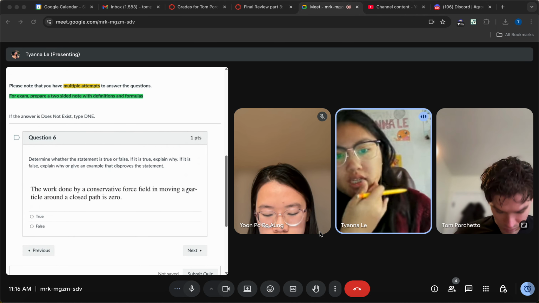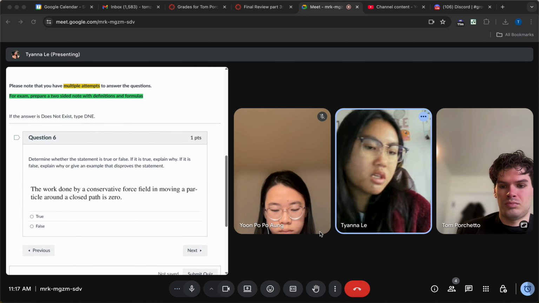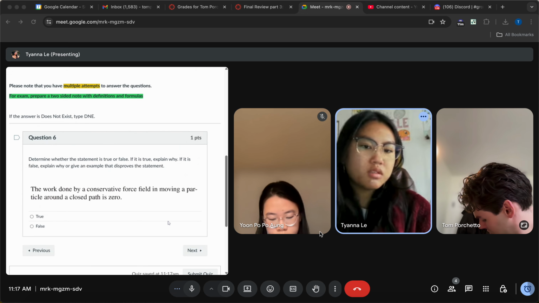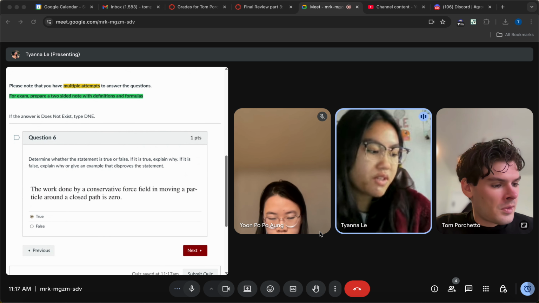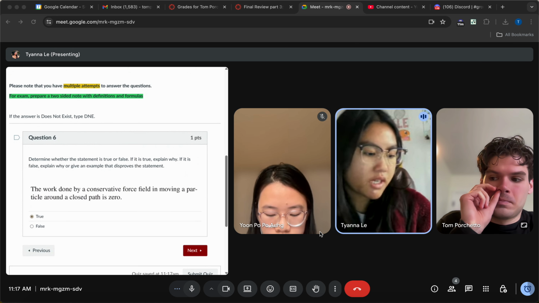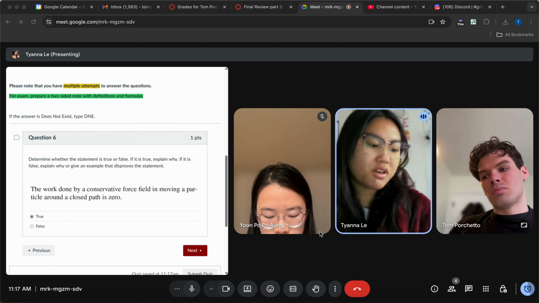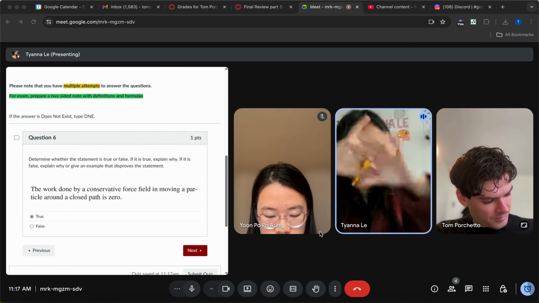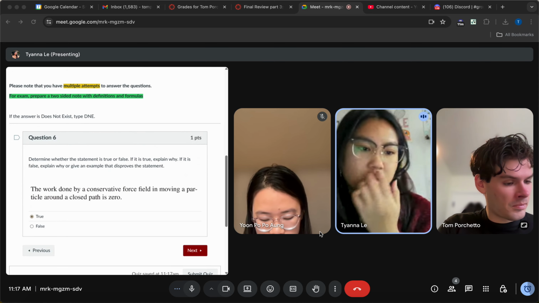The work done by a conservative force field in moving a particle around a closed path is 0. This is true, as if it's conservative, then f equals gradient f, and by the fundamental theorem for line integrals, it's f at the end minus f at the start, and on a closed curve, the start and end points are equal to each other, so that equals 0.